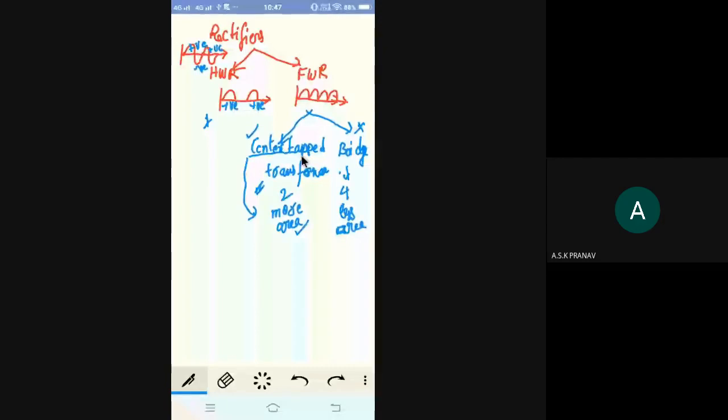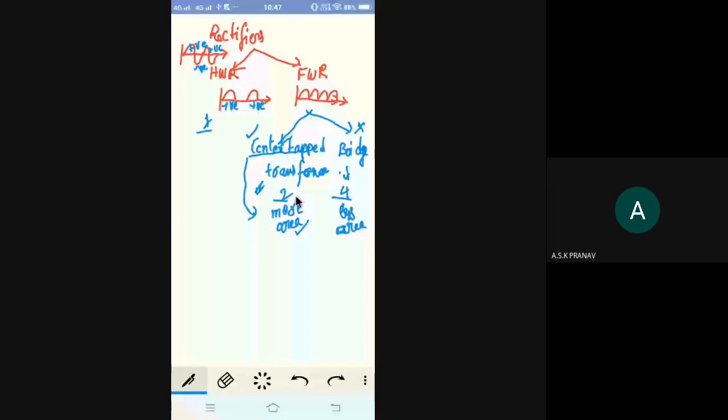Whereas the number of PN diodes used in the half wave rectifier is 1. Center tapped full wave transformer rectifier is 2. Bridge full wave rectifier is 4. Maybe you will get one doubt.